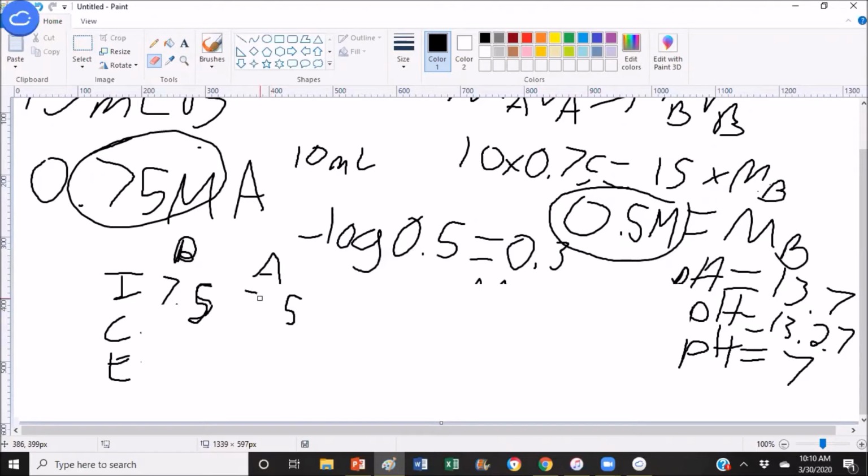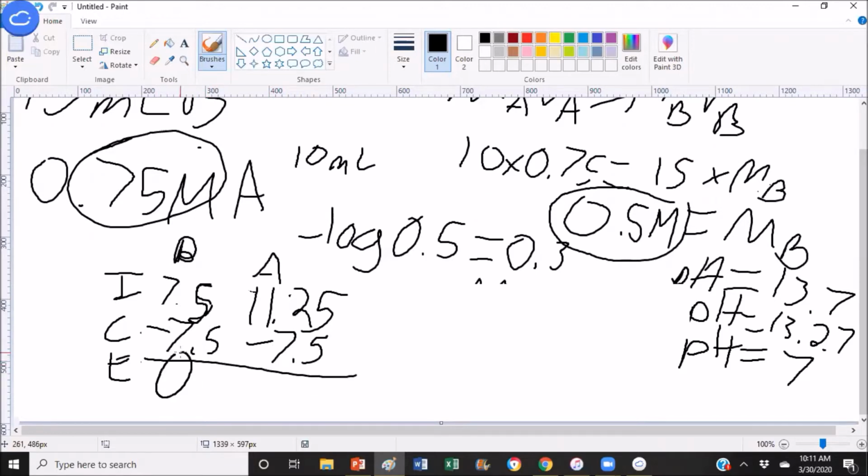the equivalence point. And then finally, the last point is when I add 15 mils of acid to our base. So 15 times 0.75 is 11.25. Now there is more acid than base. So all of the base is neutralized by the acid, and there is 0 base left and 3.75 molar acid left. Now we've added 15 mils of acid to 15 mils of base. So 15 plus 15 is 30. So 3.75 divided by 30.